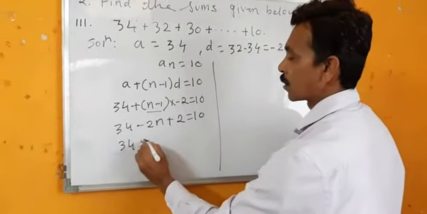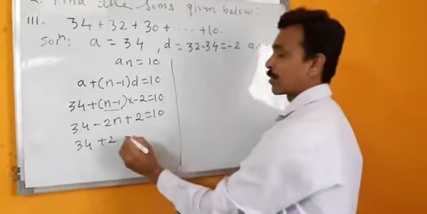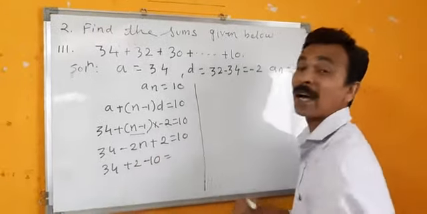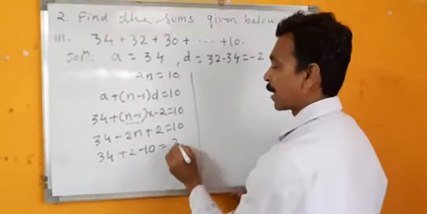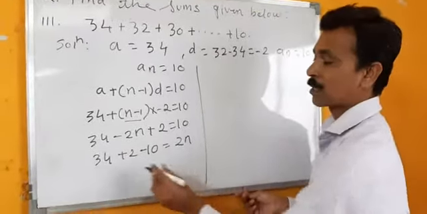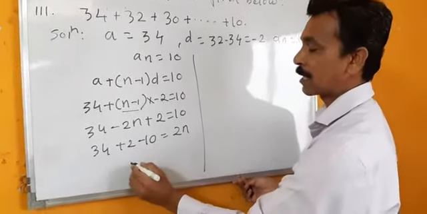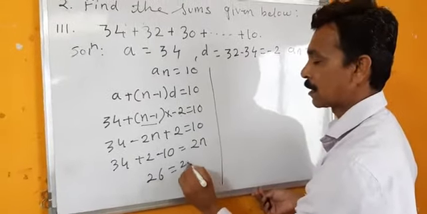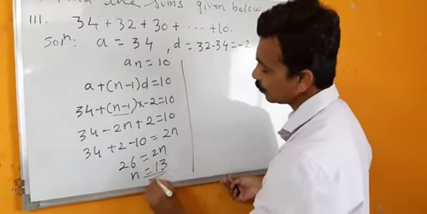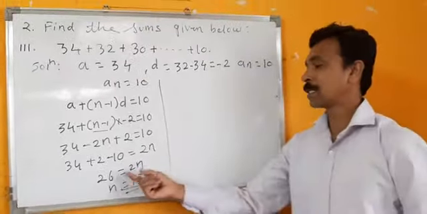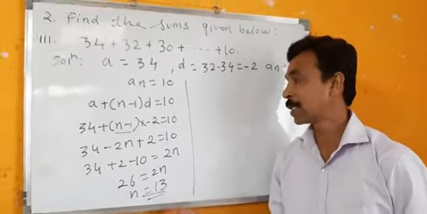Then 34 plus 2. This 10 which is on the right hand side will shift to the left hand side. It will become minus 10. And minus 2n which is on the left hand side will go to the right hand side and become plus 2n. 34 plus 2, 36. 36 minus 10, 26 is equal to 2n. N is equal to 13. How? N is equal to 26 upon 2. 26 upon 2 is 13. So n is equal to 13.